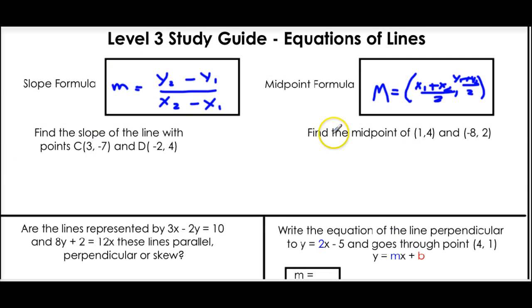So you have these two problems right here. Find the slope with these 2 points and find the midpoint using these 2 points. Now, believe it or not, for this question, if you use the slope formula, you'll find out what the slope is. And for this question, if you use the midpoint formula, you'll find out what the midpoint is. I know you think I'm going to solve it for you right now, but I'm not.